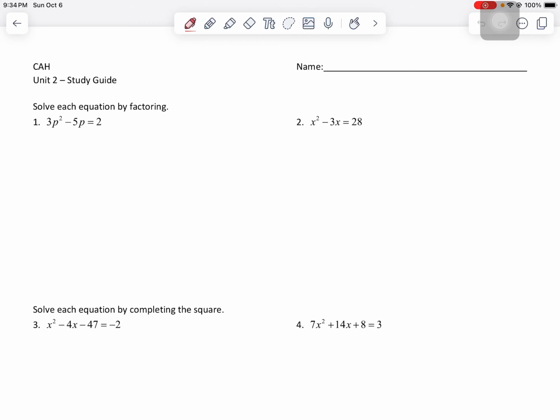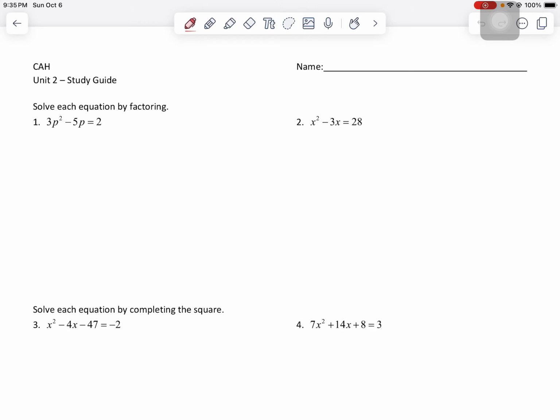All right, guys, in this video, I'm going to show you how to do page 1 of the Unit 2 study guide. So problem number 1 here and problem number 2 are to solve by factoring. So first things first is not set equal to 0. So let's go ahead and subtract 2 from both sides. So 3p squared minus 5p minus 2 equals 0.